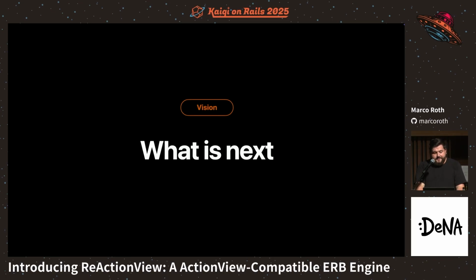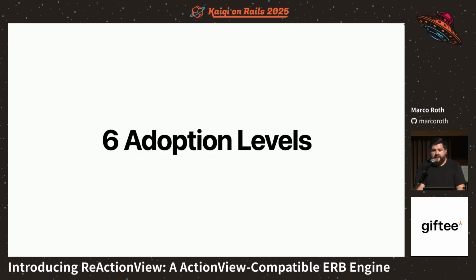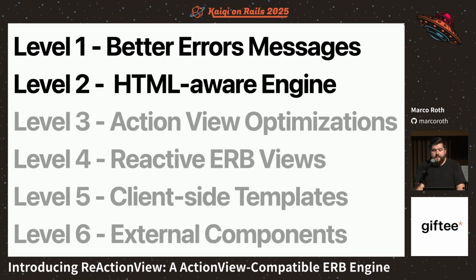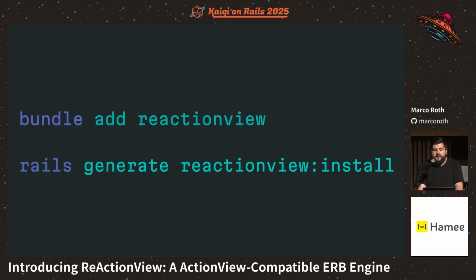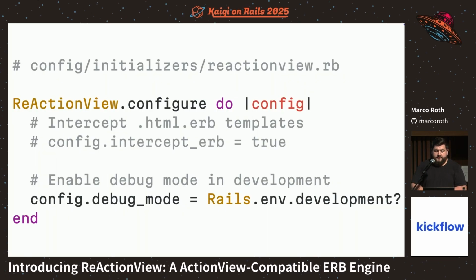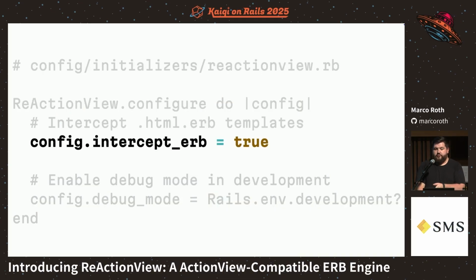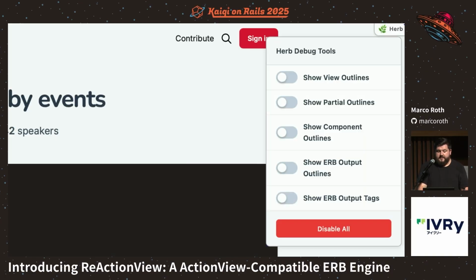So what is next? At RailsConf, I shared we have 6 adoption levels for ReActionView. And today, we implement these first 2 levels. And what you can do in your Rails app today, you can run bundle add ReActionView, and then rails generate ReActionView install, which will give you this initializer, and you can say intercept ERB true for enabling all HTML-ERB files. And if you start your application, you will get these debug tools right built in.